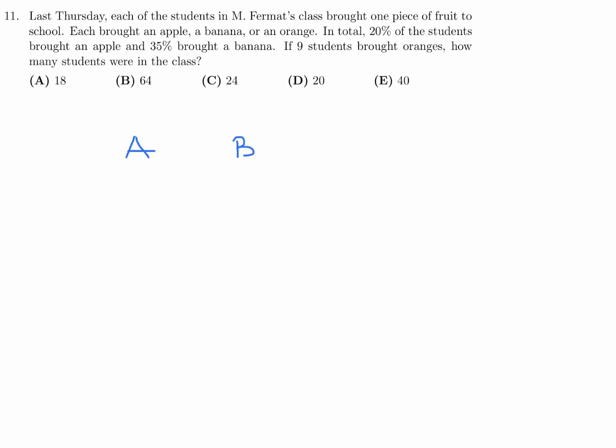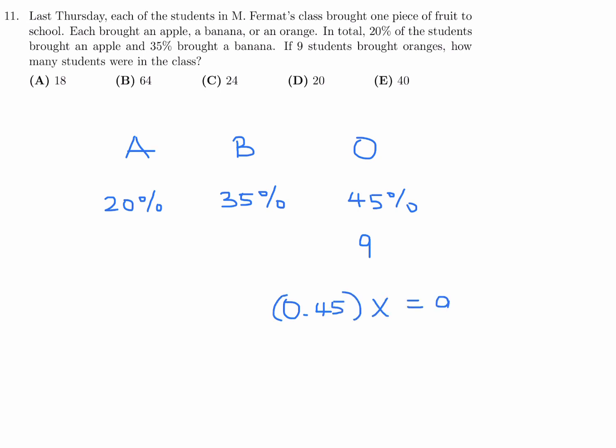Apple, banana, and orange. So 20% brought an apple, 35% brought a banana, and 100 minus these two, which would be 45%, brought an orange. And they're telling me that that number is 9. So that means 0.45 of the total number, which I will call x, is equal to 9. And therefore x is equal to 9 over 0.45. And when you do that math, you get 20.